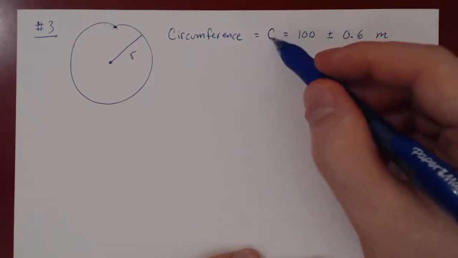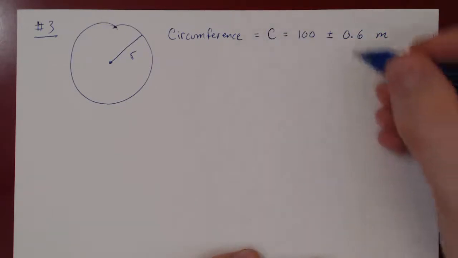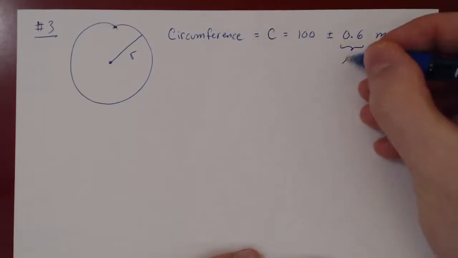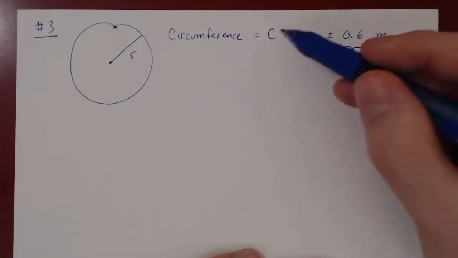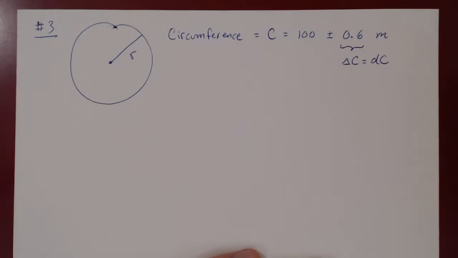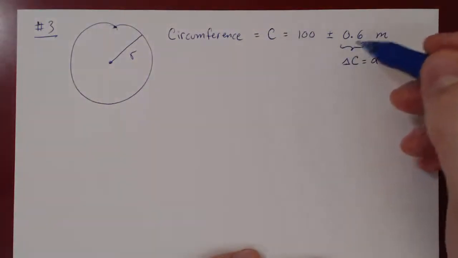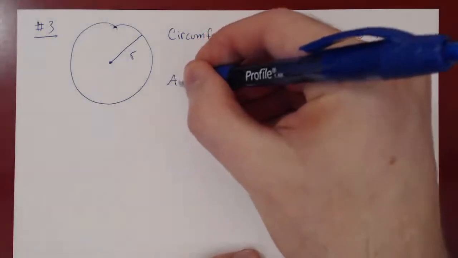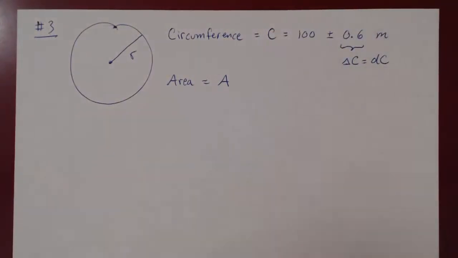So again, C will be here our independent variable, as it is the first variable we measured. This is the uncertainty, this is the change in the circumference. This is delta C, which is the same as dC, as it's a change in the independent variable. And suppose from the circumference being 100 meters with an uncertainty of 0.6 meters, we want to find, say, the area of the circle, which we can call A. And again, not just the area, but the area with uncertainty.